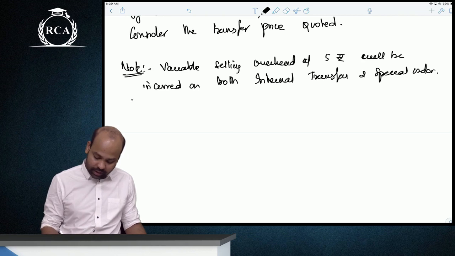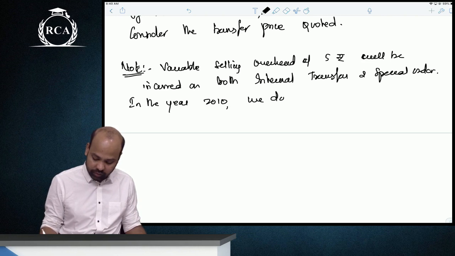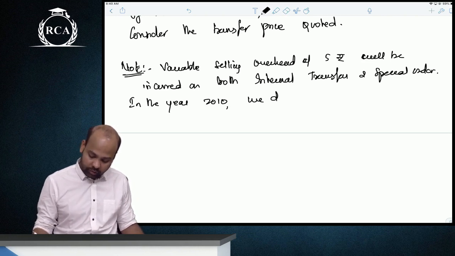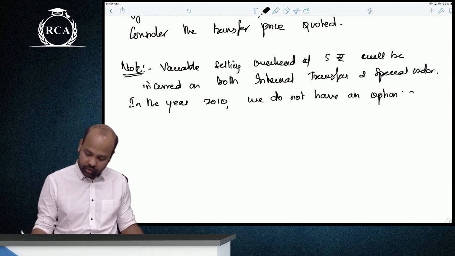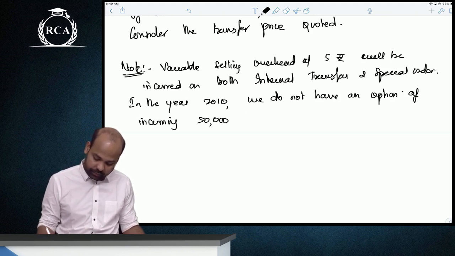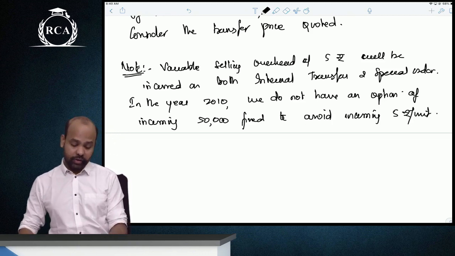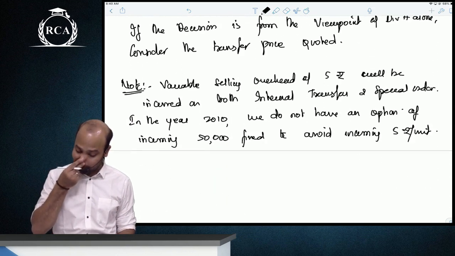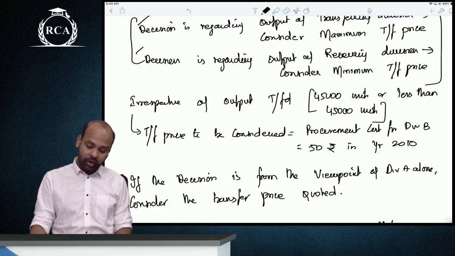In the year 2010, beta, do we have an option to avoid it? No. In the year 2010 we do not have an option of incurring a fixed cost of 50,000 rupees to avoid incurring 5 rupees per unit. In the year 2010, beta, we do not have an option of incurring 50,000, guys, to avoid incurring 5 rupees per unit. I hope you're all clear about this, guys.